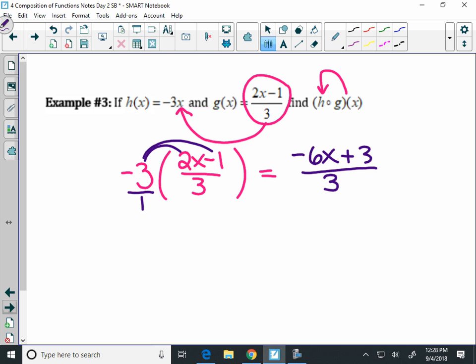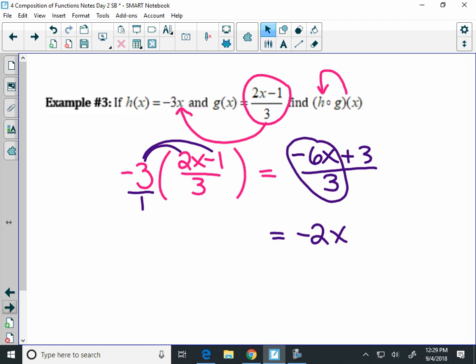All right, well, now we can simplify that, though, right? Because everything here, I can simplify negative 6x over 3. That'd be negative 2x. And what about the 3 over 3? Plus 1. That would be your final answer, negative 2x plus 1.